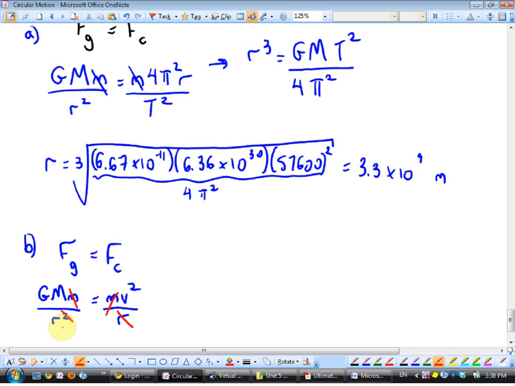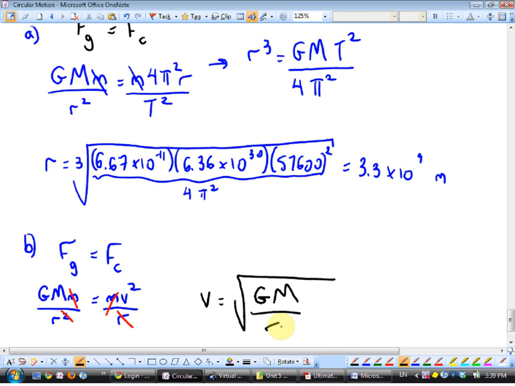Let's see. Do I know G? 6.67 times 10 to the negative 11. Do I know the mass of this mystery planet? Yeah, 6.36 times 10 to the 30th. Do I know R? Hey, what did I figure out in part A? R. How would I get the V squared by itself? Square root. So we won't solve this. I'm just going to say for what it's worth, it looks like V is the square root of big G, big M, over R, crunch of numbers.